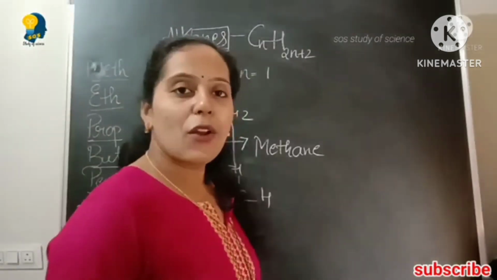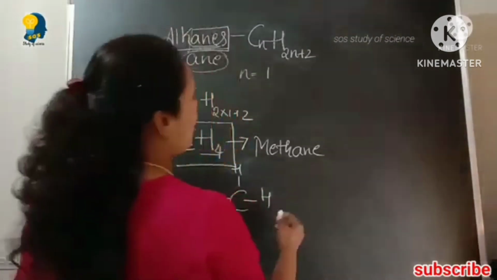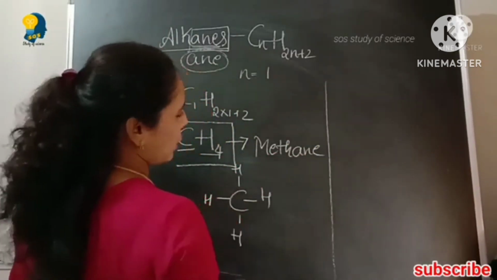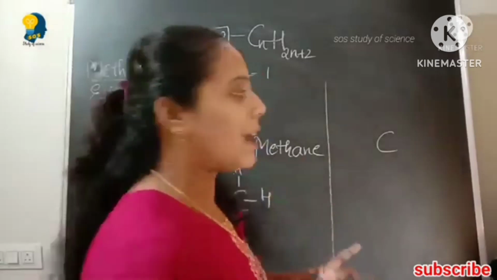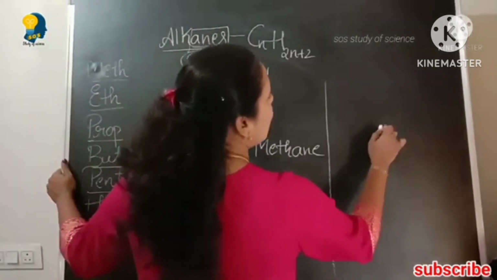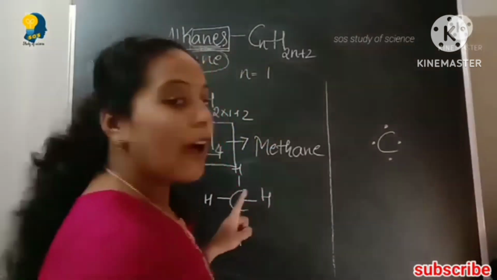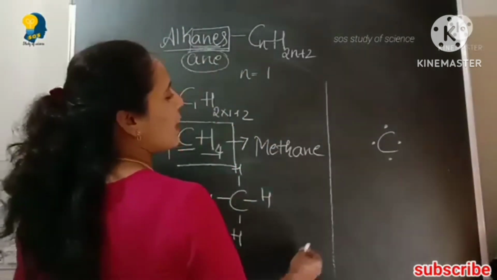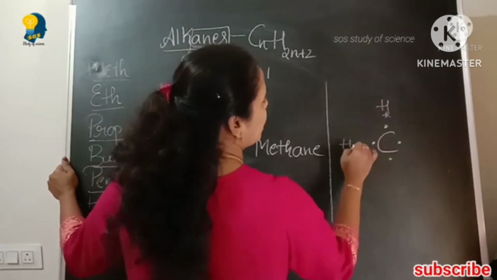So what about the electron dot structural formula? See, if we look at its electron dot, you have to write the valence electrons which is there for carbon. That is, the carbon is having 4 valence electrons. Okay, and we also have to write the valence electrons of hydrogen now. So hydrogen's valence electron is 1.